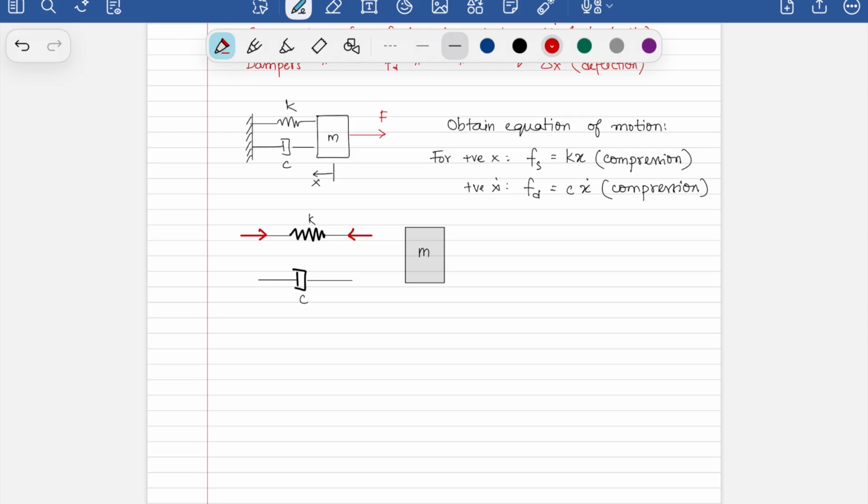Why is it that both ends have the same force? It's because a spring is massless. In the same way for the damper, because we assume that it is massless, we then have this here as FD for the damper. So again in compression. Now, because of the way that reaction forces are, they will be in the opposite direction, acting on the mass M.